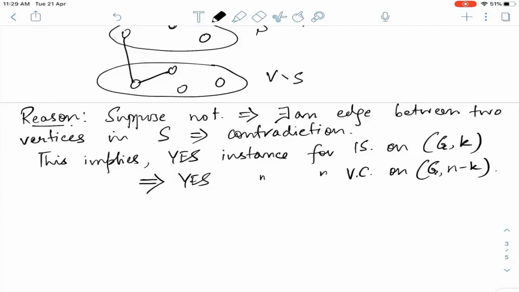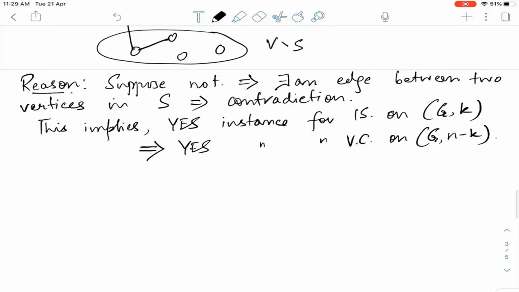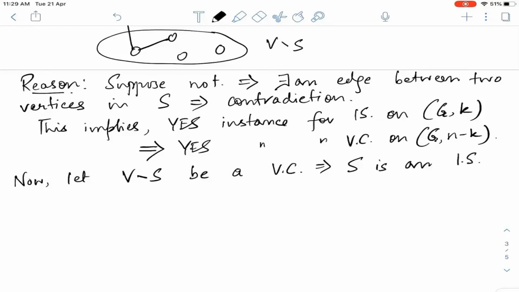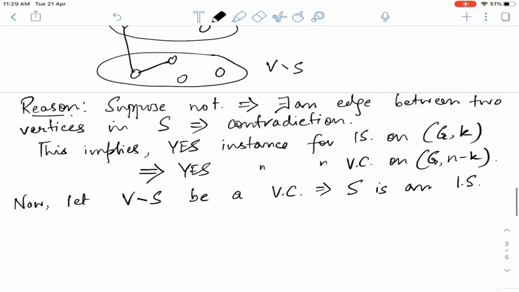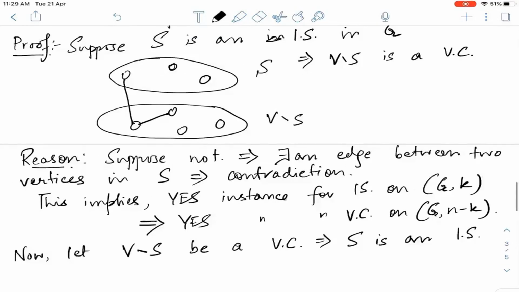Now the point is that the converse is also true. Suppose now I give you that V minus S, or S complement, is a vertex cover. Then a very similar proof works. You should think about it; I will not go into detail anymore. This implies that S is an independent set. It's exactly the same proof. If V minus S is a vertex cover, then S has to be an independent set.